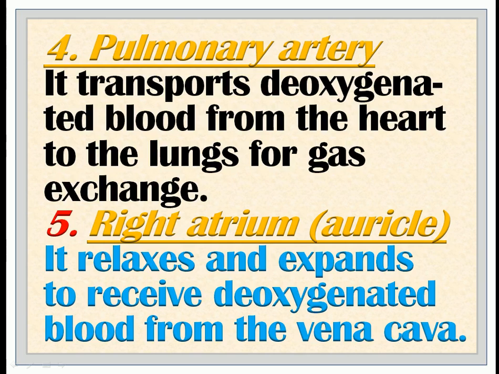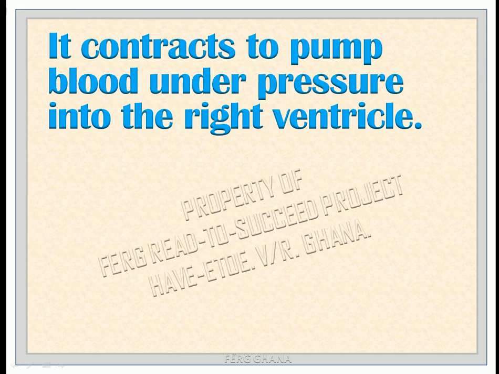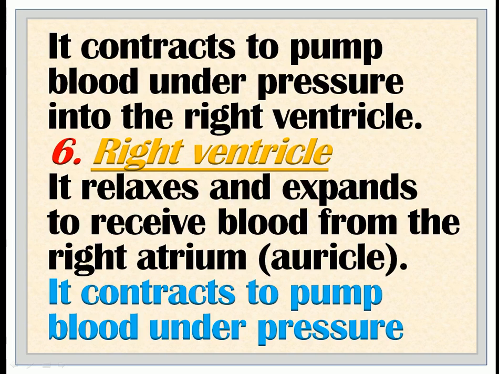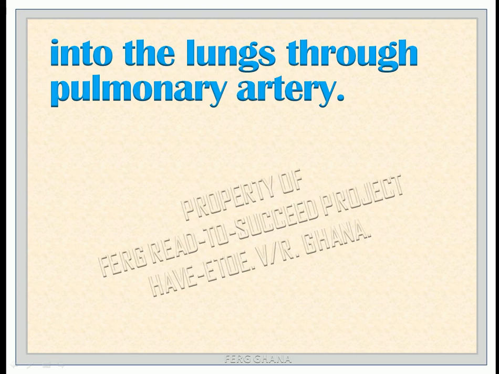5. Right atrium or auricle. It relaxes and expands to receive deoxygenated blood from the vena cava. It contracts to pump blood under pressure into the right ventricle. 6. Right ventricle. It relaxes and expands to receive blood from the right atrium or auricle. It contracts to pump blood under pressure into the lungs through pulmonary artery.